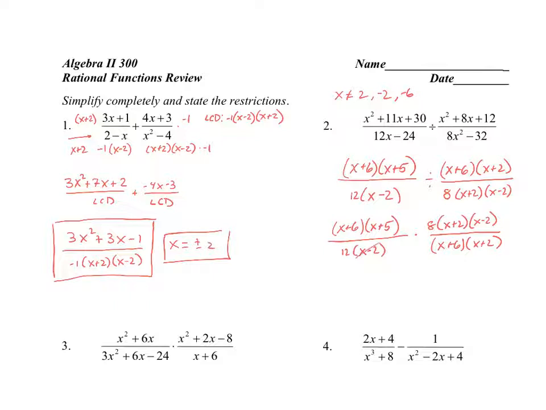So it looks like an x minus 2 and an x minus 2, an x plus 6 and an x plus 6, an x plus 2 and an x plus 2. And then finally the 8 and 12 could cancel. 4 goes into both of those. It goes into 8 twice and it goes into 12 3 times.